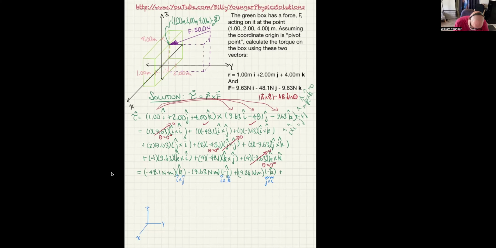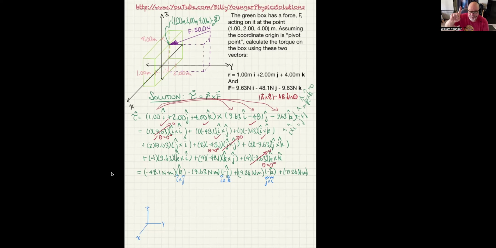So we've now done, by the way, the first term, which was 0, the second term, third term, fourth term. Now we got to do the fifth term, which is 0, but the sixth term is not 0. It's 2 times negative 9.63. So 2 times negative 9.63 is negative 19.26 Newton meters. And of course, the negative 19.26 is being multiplied by J hat cross K hat.